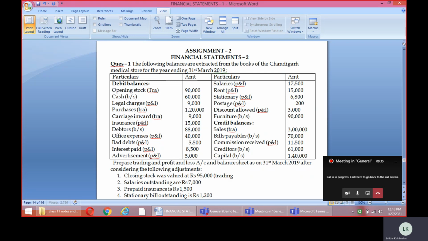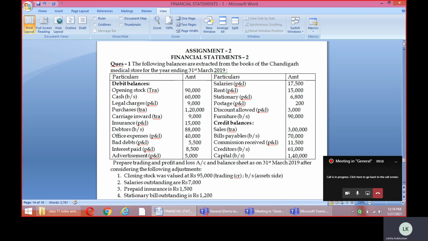One is in the trading account, on the credit side. And the second effect: remember, while preparing the balance sheet, it will come on the asset side, because it has to be carried forward further into the next year.